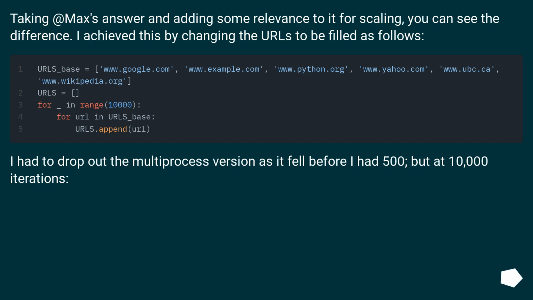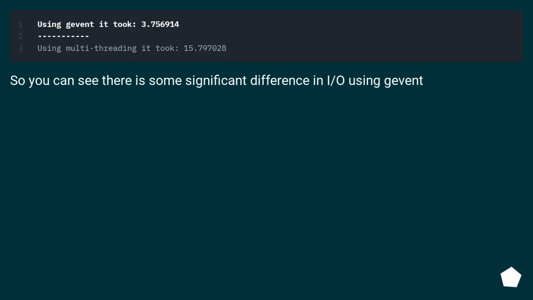Taking Max's answer and adding some relevance to it for scaling, you can see the difference. I achieved this by changing the URLs to be filled as follows. I had to drop out the multiprocess version as it failed before I had 500, but at 10,000 iterations. So you can see there is some significant difference in I/O using gevent.